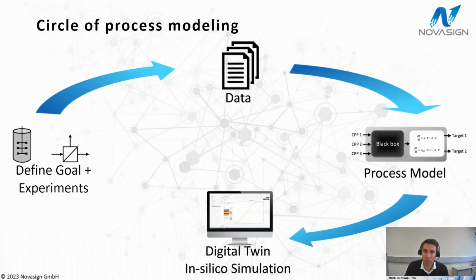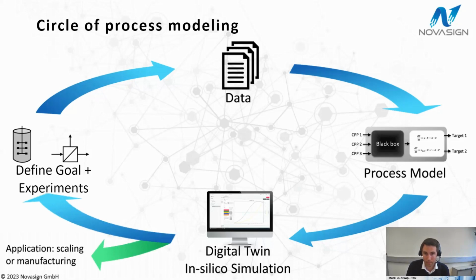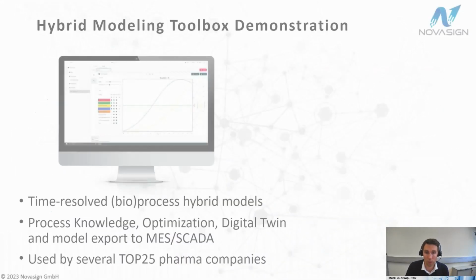You define a goal, you create experiments, you select data from that, you create a process model. The process model is put into the digital twin. Then you get suggestions for ideal process conditions. And then basically the digital twin either suggests new experiments, or when you're happy with the results, you can take this knowledge and, as I showed you before, transfer it for the upscale or use it for the manufacturing directly, depending on where you perform this knowledge.